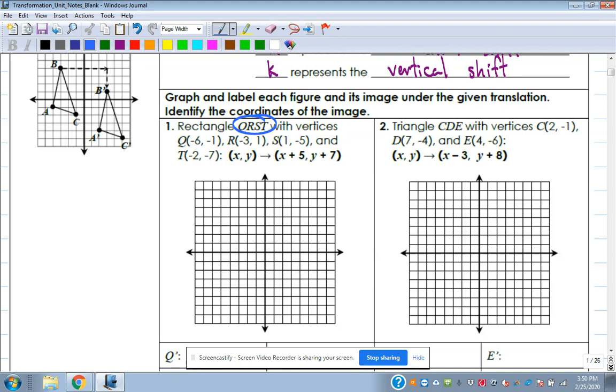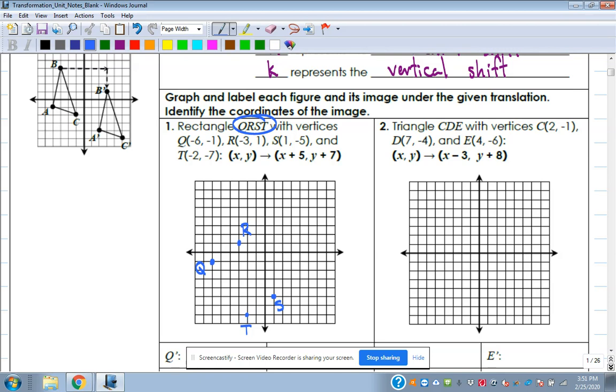Maybe it hasn't. Okay, so how do we plot the first point, negative 6, negative 1? 1, 2, 3, 4, 5, 6, and down 1. So that is point Q. So we put the letter Q beside of it. And then let's do point R. And up 1. That is point R. Then point S. All right. Down 5. 1, 2, 3, 4, 5. And then point T. Left 2, down 7. And then we're going to draw that rectangle that we get there.